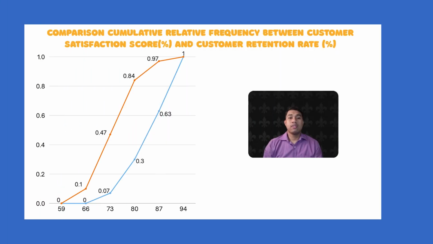Next, we move to the OGIF graph. The OGIF graph illustrates the cumulative relative frequency trends of customer satisfaction score, which is the blue line, and customer retention rate, which is the orange line, highlighting their aggregate progress over time. The customer satisfaction score exhibits a steeper cumulative increase initially, suggesting rapid improvements in customer satisfaction early in the period, while the customer retention rate rises more gradually, reflecting slower but steady growth in loyalty.